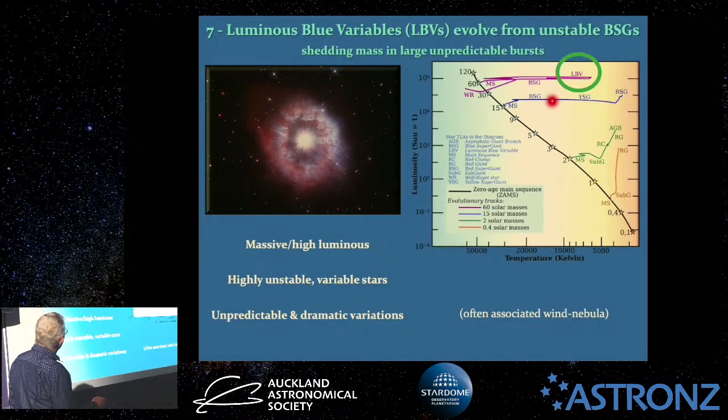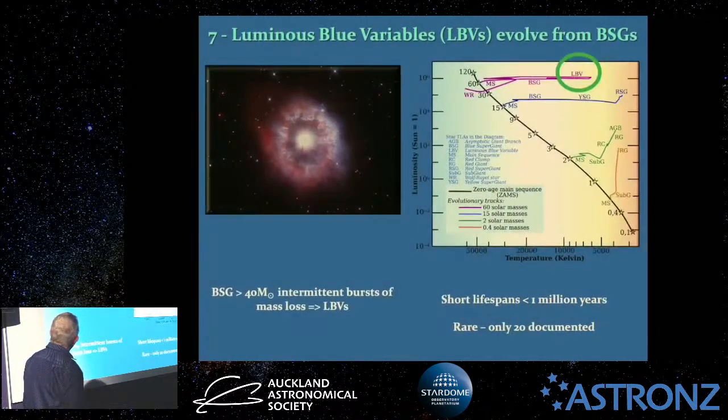And here it is on the Hertzsprung-Russell diagram. They're very similar in luminosity to the other stars, but they're a lot cooler when they're going through these bursts. So massive, highly luminous, very unstable, and variable, meaning their brightness is increasing and decreasing. As I mentioned, unpredictable and quite dramatic. Also associated with these wind-driven nebulas here. So that's luminous blue variables.